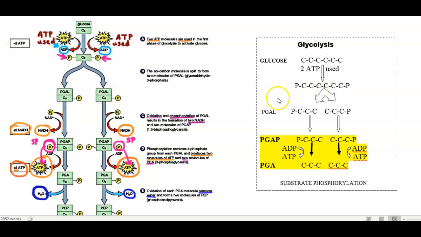We still have 6 carbons. And right here it's going to get split into 2 molecules, each having 3 carbons. Notice they each have a phosphate. And in this next part, we're going to be making NADH. So here's NAD+, taking up electrons and hydrogens and energy. Same thing on the other side. So this is where we're making those 2 electron carriers.